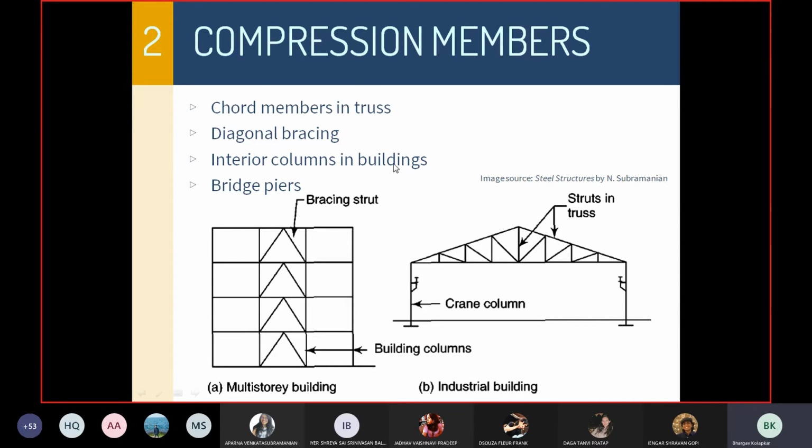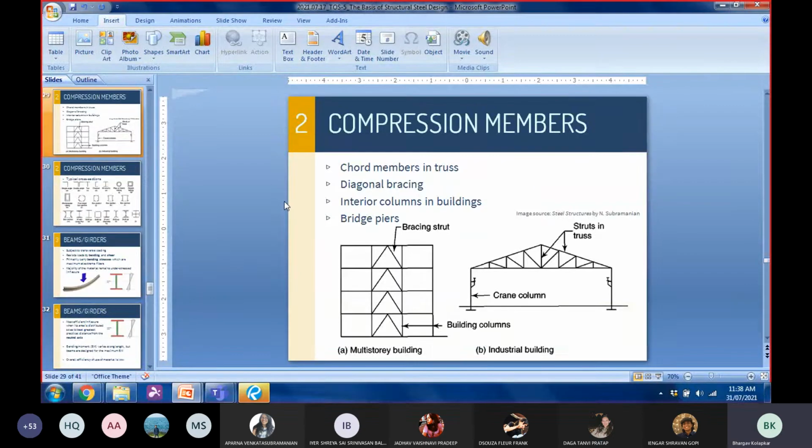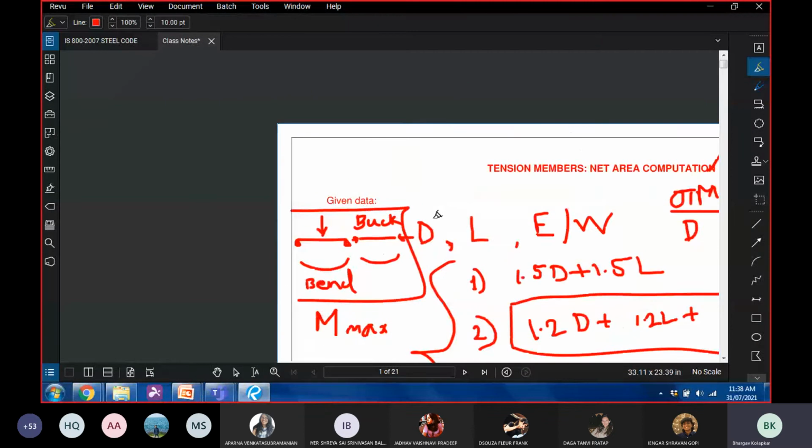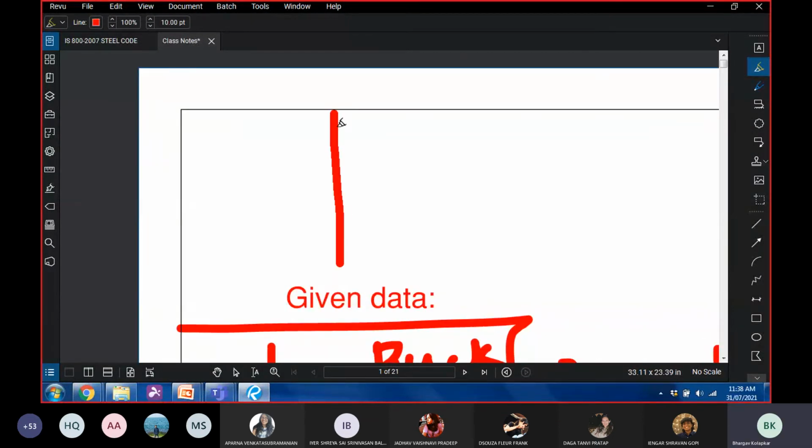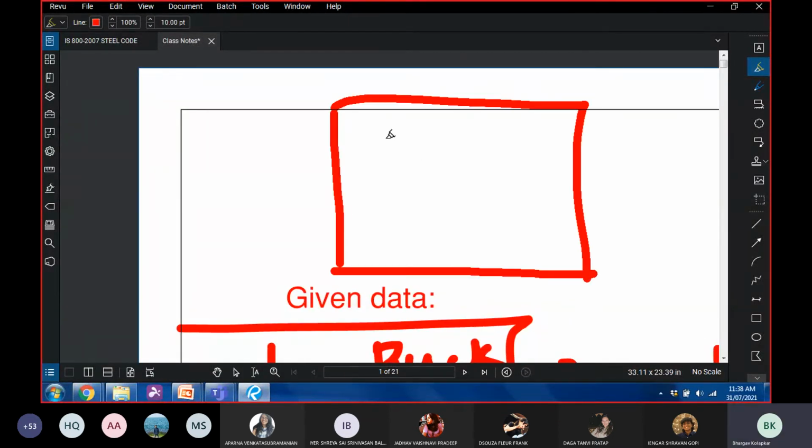Then interior columns in buildings. And finally, bridge piers. So bridge piers, you can expect to be compression members. There's nothing surprising about that. Now, why do I say interior columns of buildings? Now, say this is our building. Have we discussed this before?